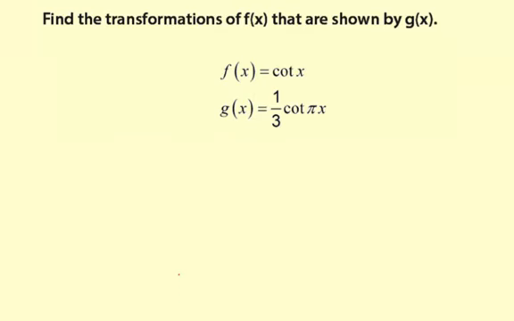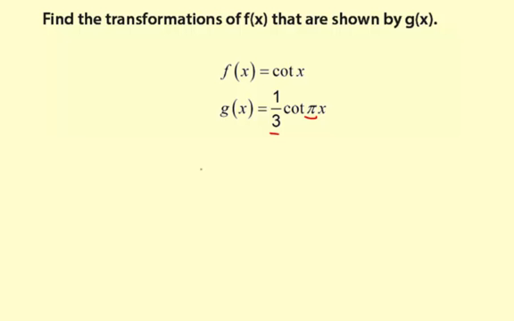Find the transformations of f of x that are shown by g of x. f of x equals cotangent x, g of x equals 1/3 cotangent pi x. So there are two numbers causing transformations. There's 1/3 and then the pi. So let's take a look.